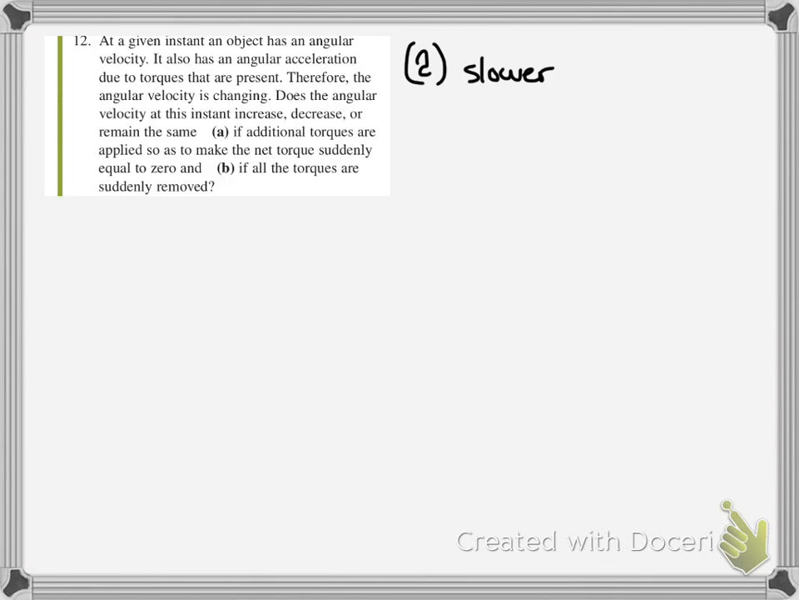And now B asks you what happens to the angular velocity if all torques are suddenly removed? Okay, since there are no torques, that means that there's nothing being applied to the angular velocity. So there's nothing being taken away or nothing being added to it. So that means it'll just remain the same.